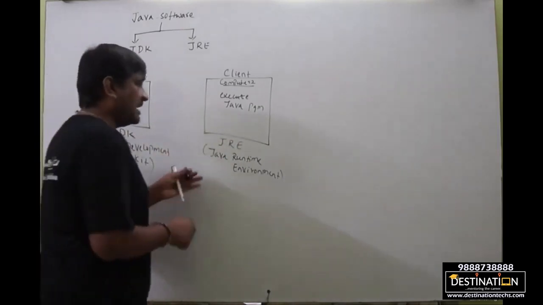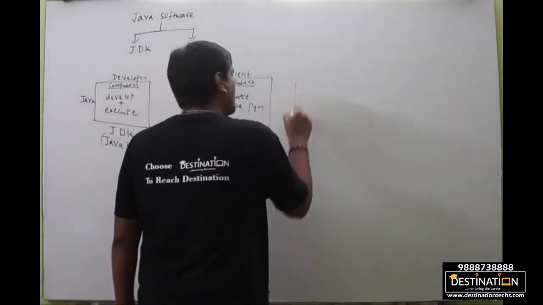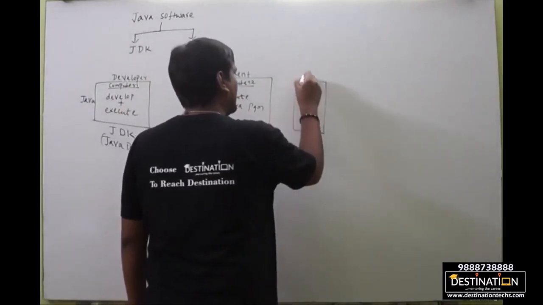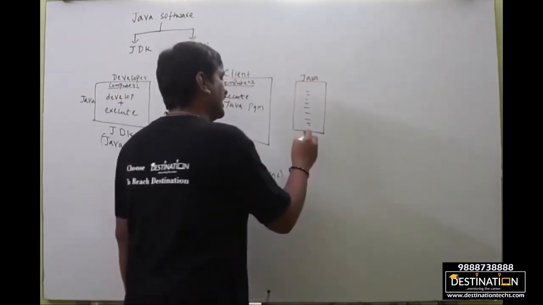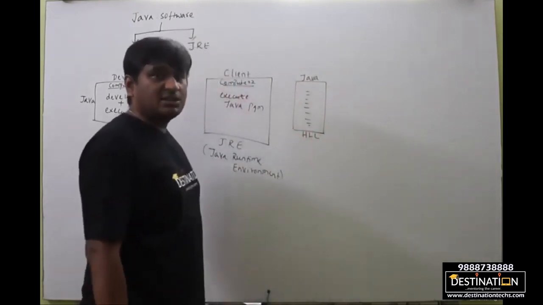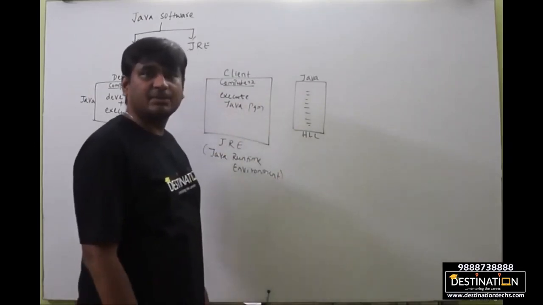Next, if you ask me, sir, then what is JVM, sir? Pay attention. Now assume you have written the Java program. And this Java program will be in which language? High level language. High level language means the code that the user can read and understand. Usually it will be English.